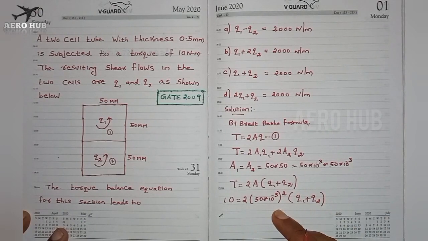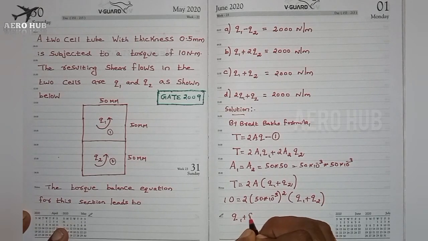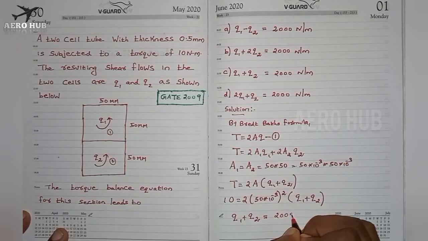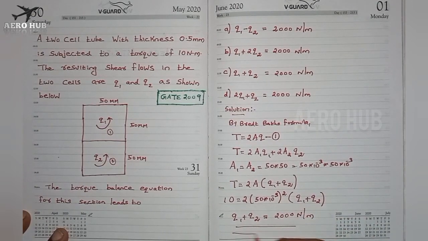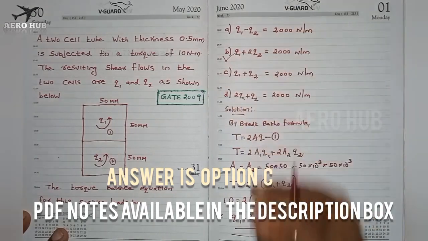This is the equation, and if I solve it I will get Q1 plus Q2 equal to 2000 Newton per meter. This will be the answer of this question, and the answer is option B.